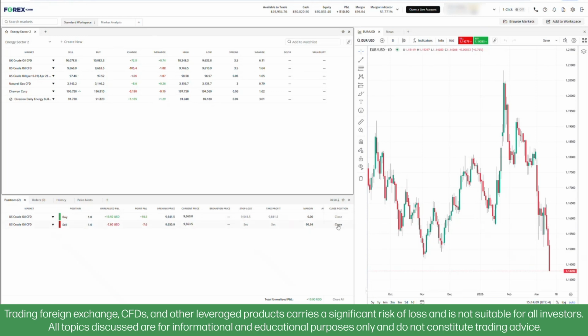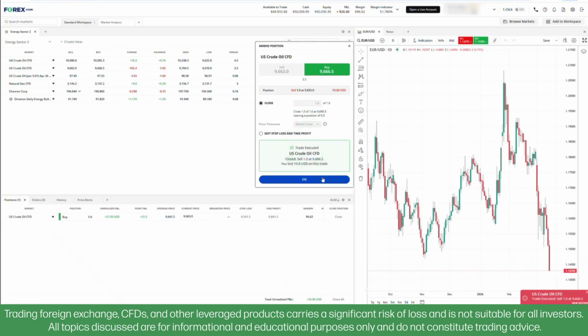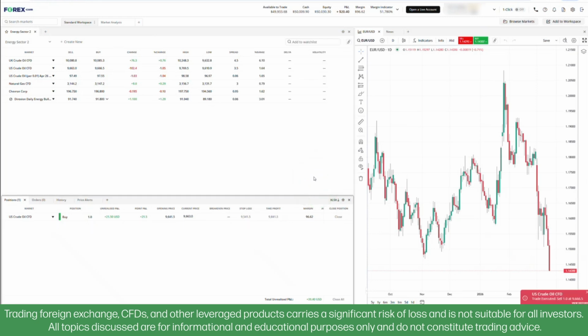Let's go ahead and get out of the short position by clicking on the close tab here within the position tab, and it will pull up a trade ticket and ask me to confirm I'd like to close that position. And I'm out of that trade, as you can see.